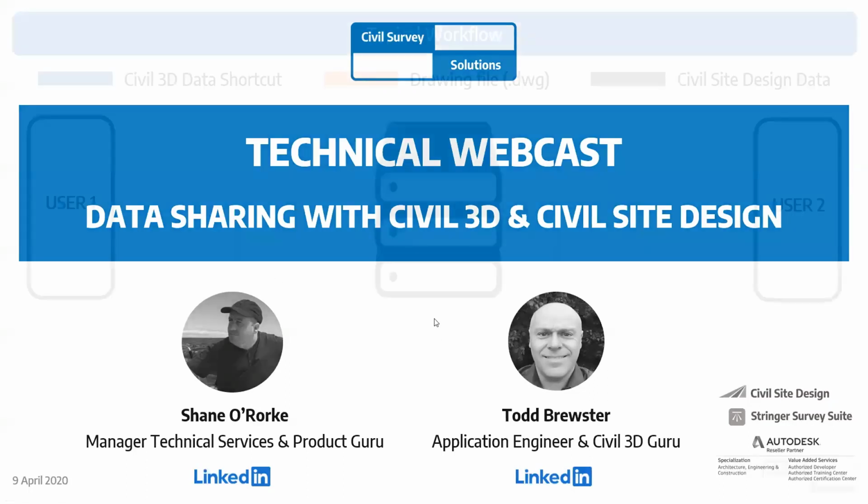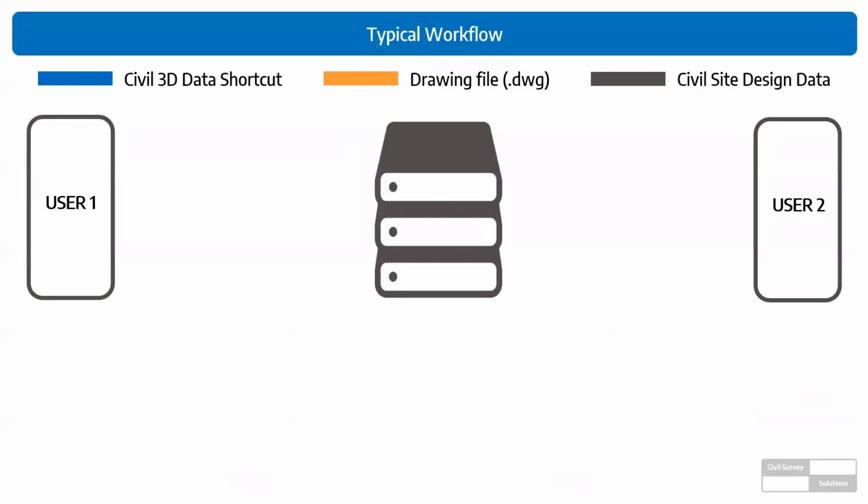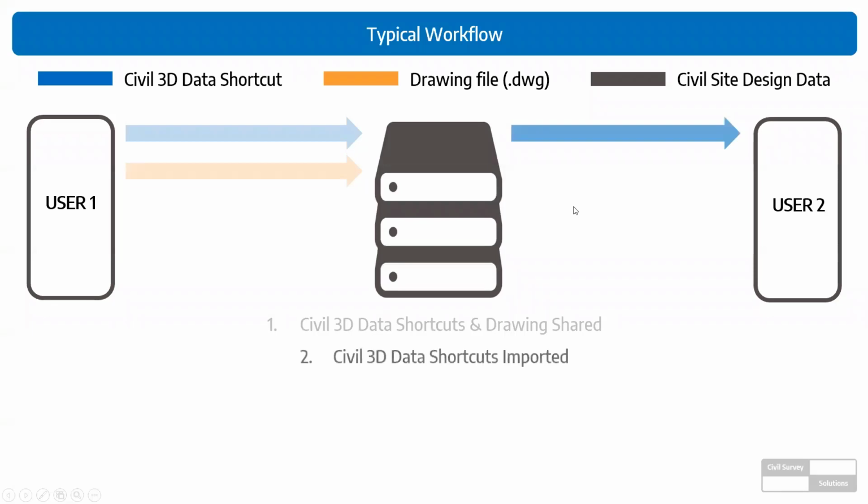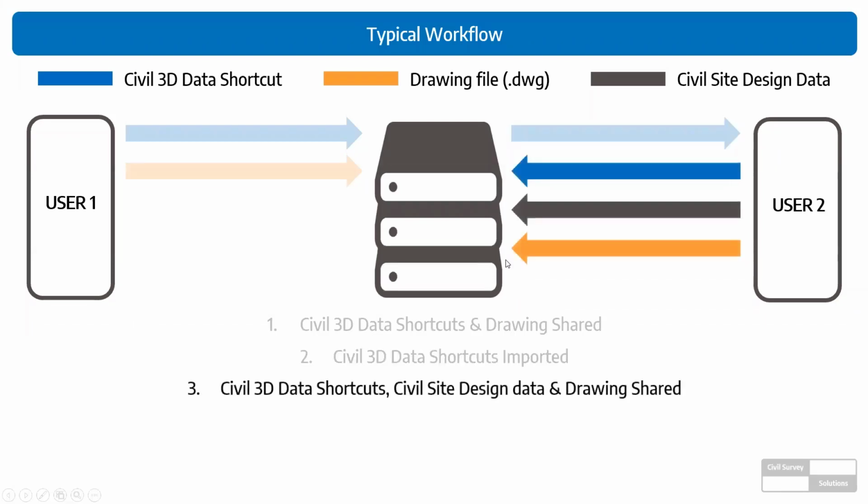There are a multitude of ways that you could actually approach this. So what we're going to look at today is the element in the middle here, which is our data store. User 1 and user 2 are Shane and I. We're going to look at putting data into the storage, so that's our Civil 3D data shortcuts and our drawing. Then the other user is going to take that information out, create their own models of it, model up in Civil Site Design, and share the information back into the data store.